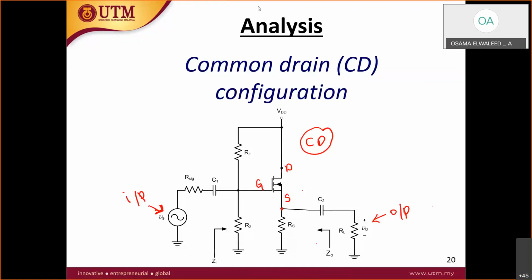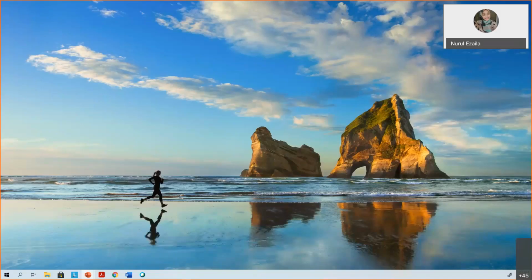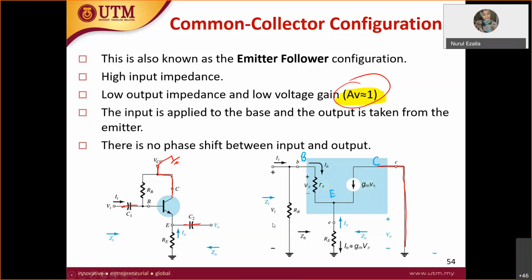All right, let's start. So this is for the common drain. Like I said, common drain is similar to the BJT common collector. If you still remember the common collector, let me show you if you forgot. This is how it looks like for the common collector.